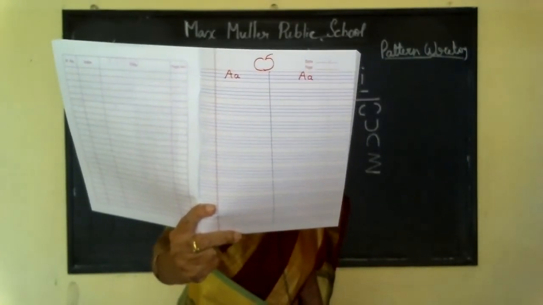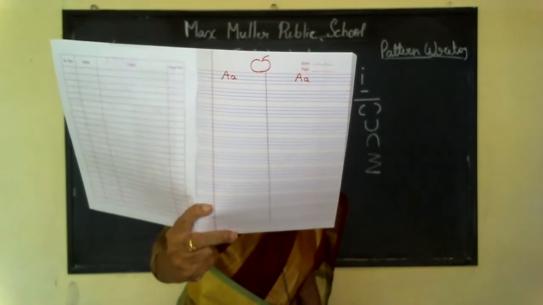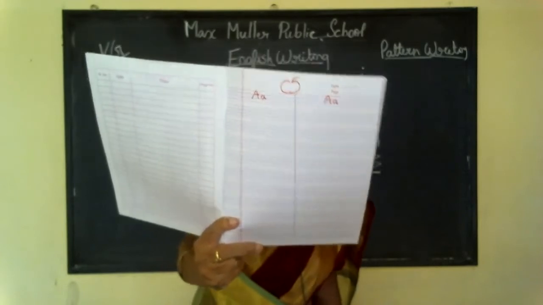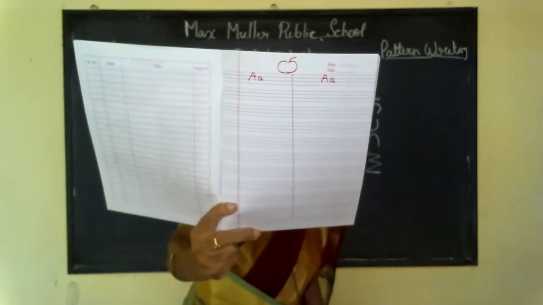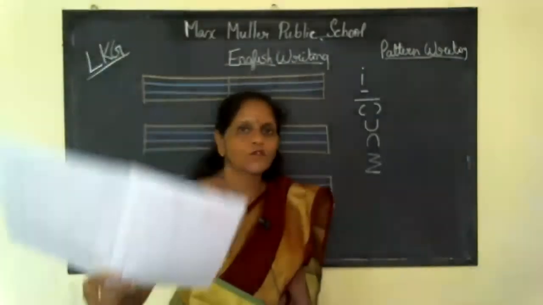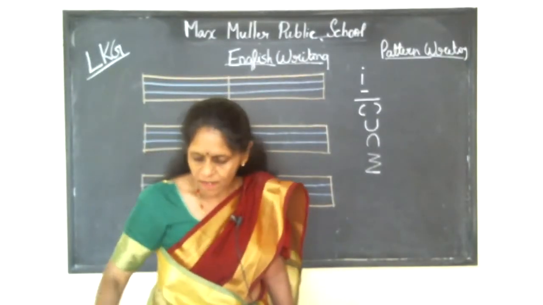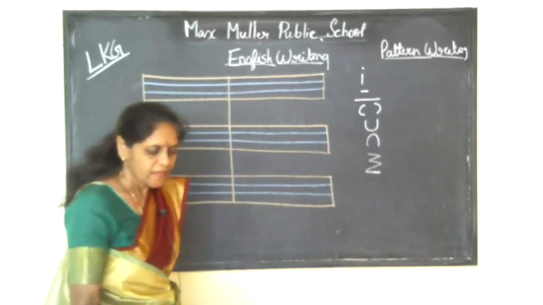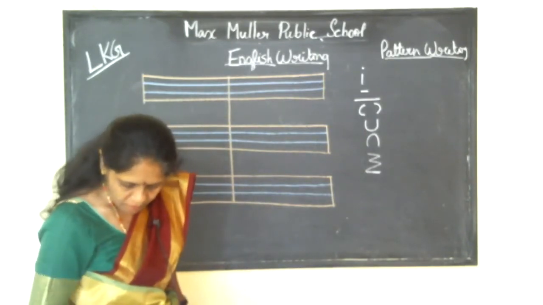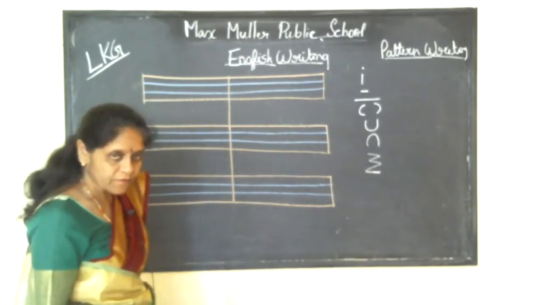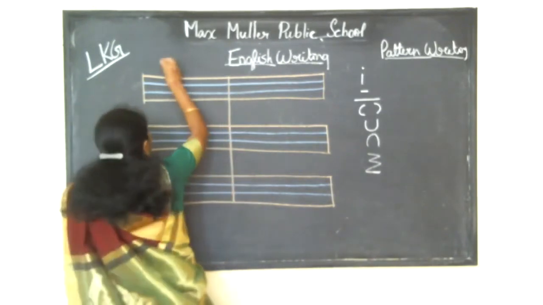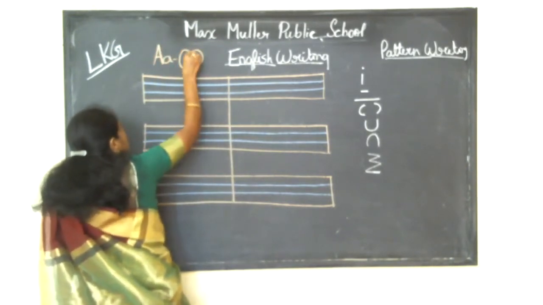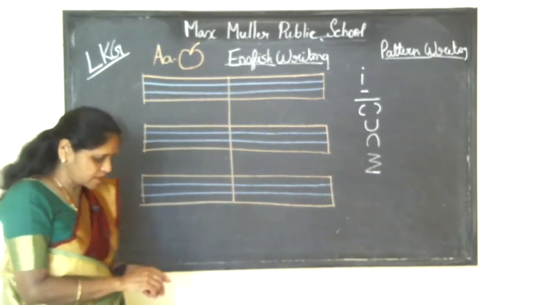Yes? This is the way you have to write. Okay, parents are requested to kindly write and give them so that your child can practice in the book. This is classwork. The same thing you have to do one time in the homework. So I'll teach you now how to write capital A, small a. A for what? A for apple. A for apple. Okay, now let's start writing.